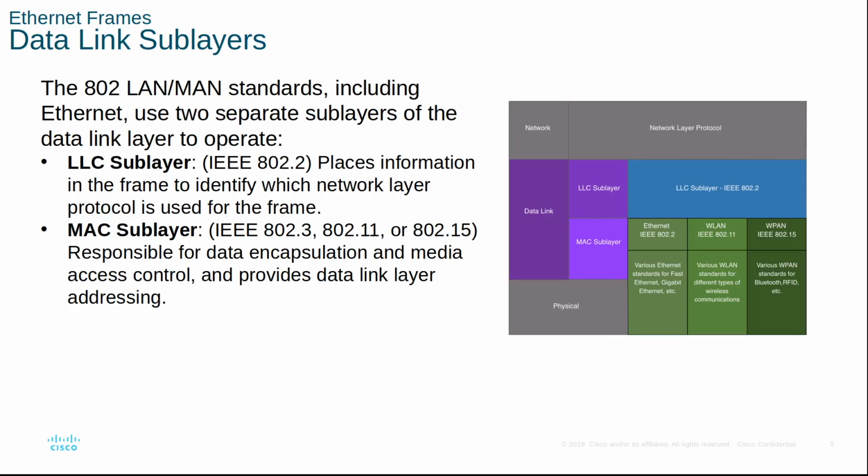Either way, if you're using Ethernet, 802.11 for wireless, 802.15 for wireless personal area networks, which we just looked at. So this is responsible for data encapsulation, media access control, and providing your data link layer addressing, or layer 2 addressing, which we just talked about in the previous lecture. So that should be pretty fresh in your mind because we're not even 20 minutes in yet.